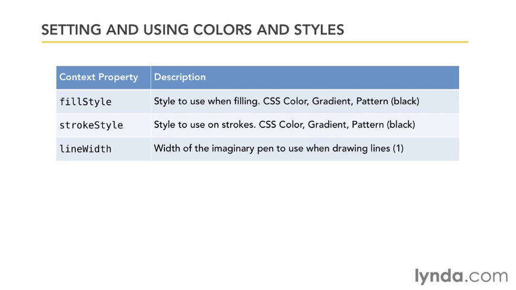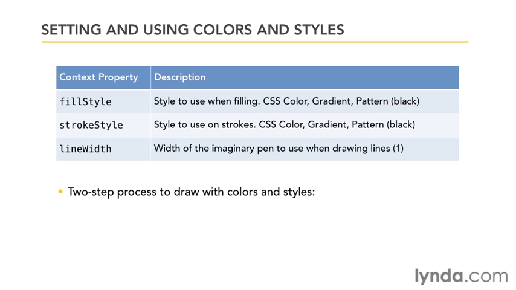In addition to the fill style, there's a stroke style. And again, this is the same idea. You can set this to a color or a gradient or pattern. It also defaults to black. And this is the color or style that's used when strokes are drawn, usually lines or outlines on objects that have an area. And then there's the line width property. And this is the width of the imaginary pen that the canvas uses when it's drawing lines. And that defaults to a width of 1, but you can set it to anything.